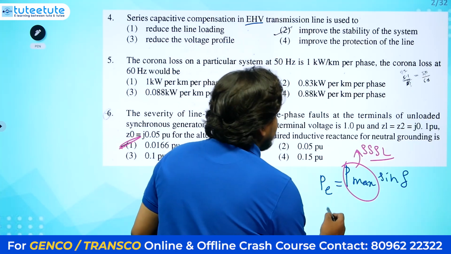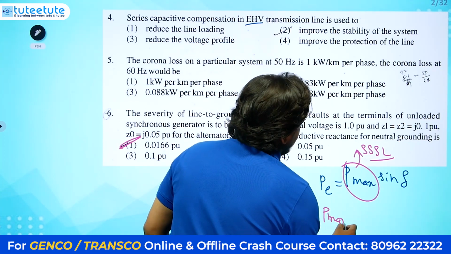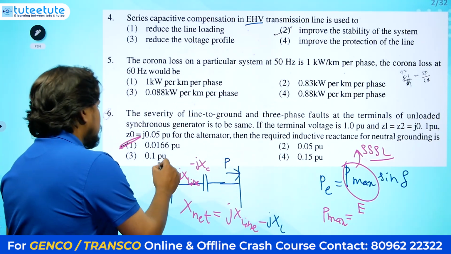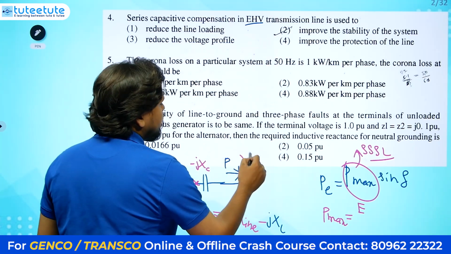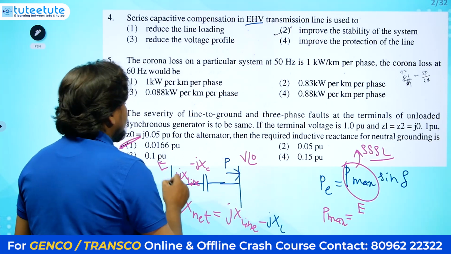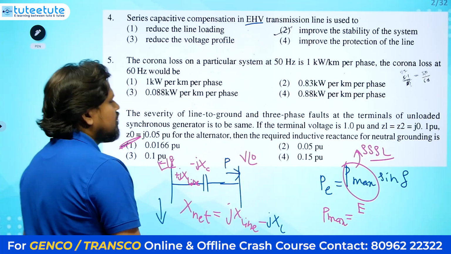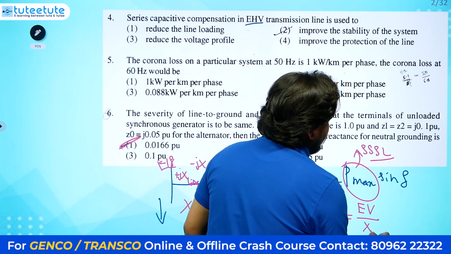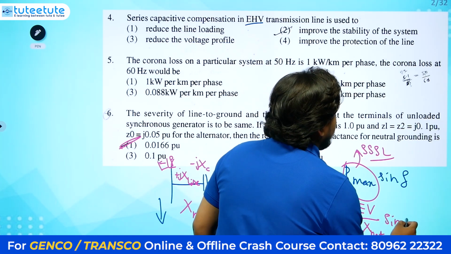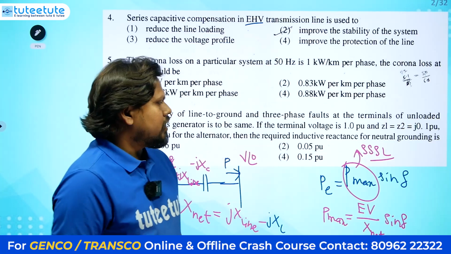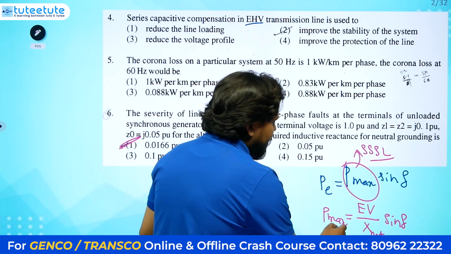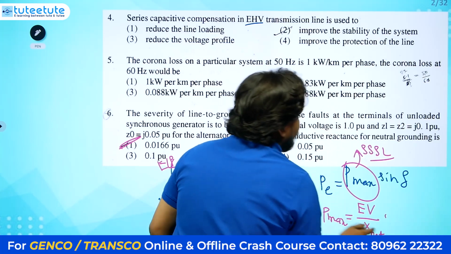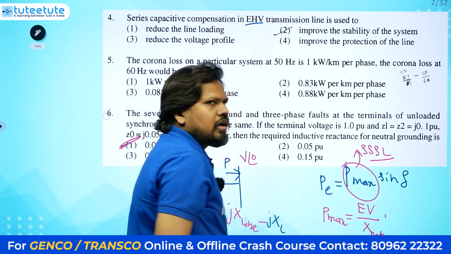So let's consider what this P max means. Generally, the sending end voltage E at an angle of delta and the receiving end voltage V at an angle of 0. So P max is EV by X net, and for the electrical power output we multiply by sine delta. This is only P max, so sine delta will not be there. If it is the electrical power output, then sine delta we also need to use.